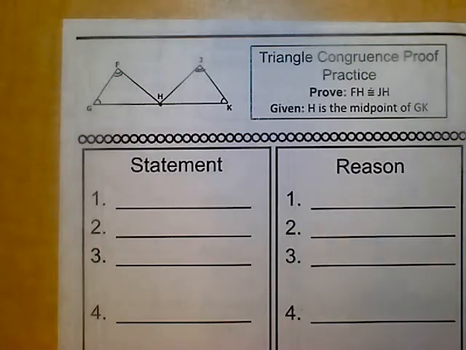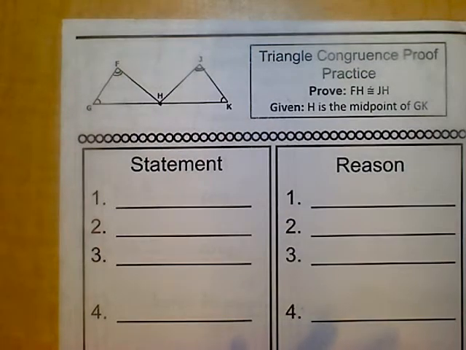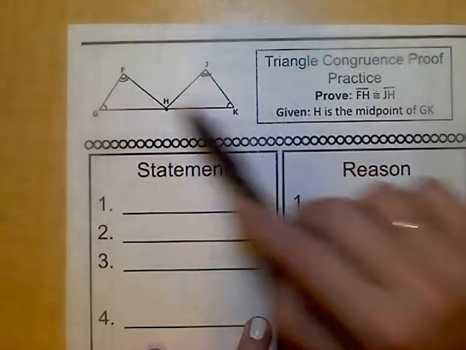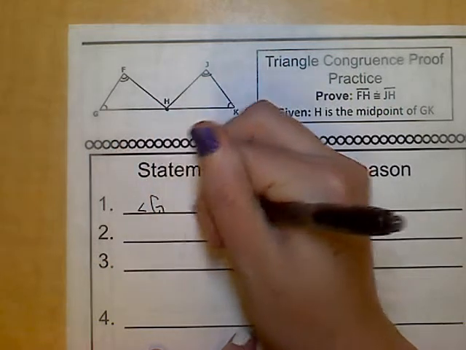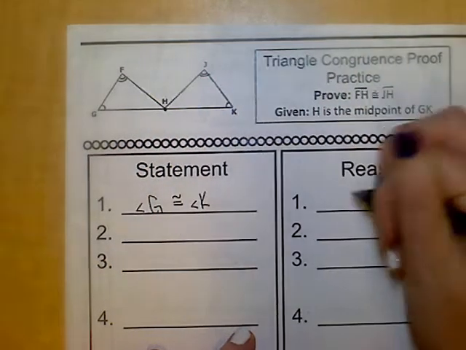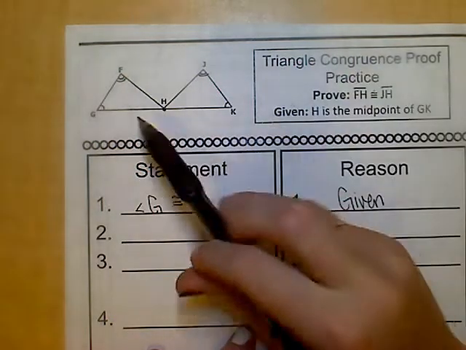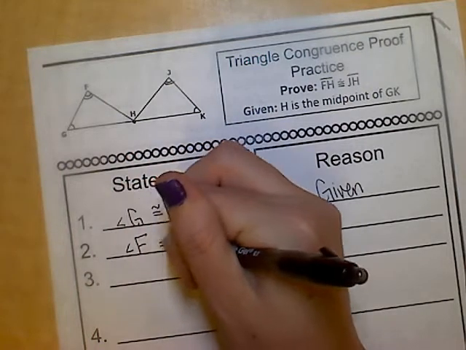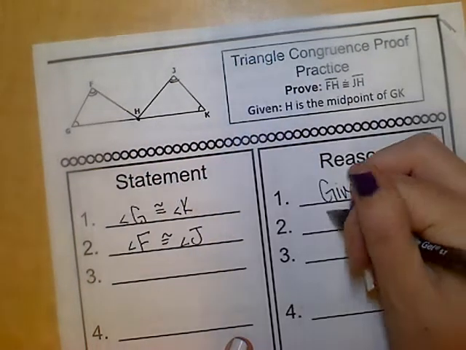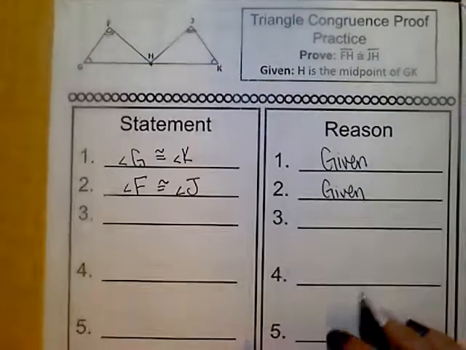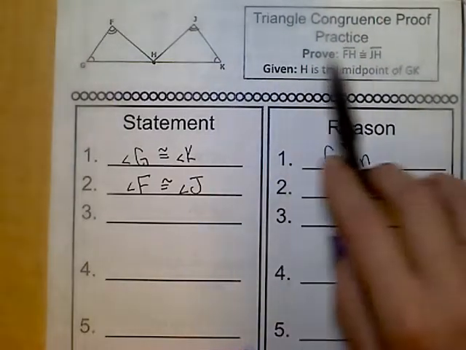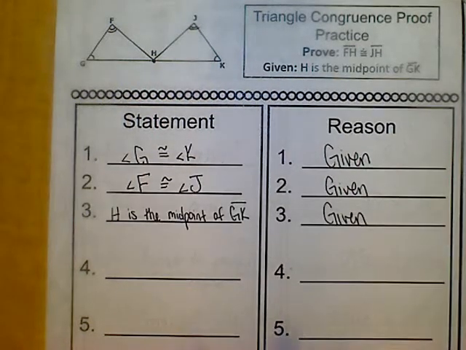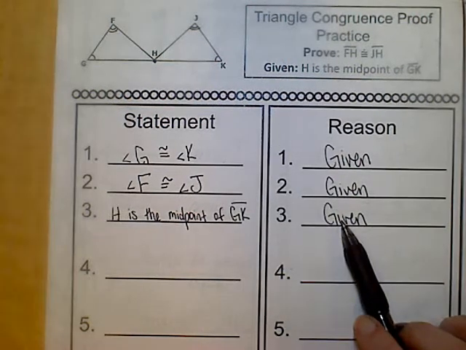Now let's try this last one. In the diagram, we are given that G and K are congruent to each other. That's given. We're also given that F and J are congruent to each other. And then we're given this statement right here. H is the midpoint of GK. So I'm going to write that down. And that is my third given piece of information.